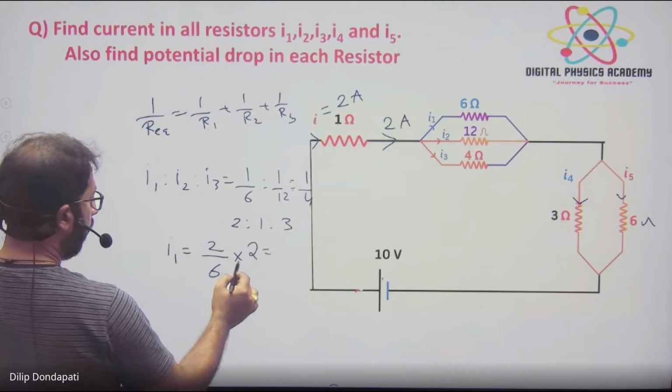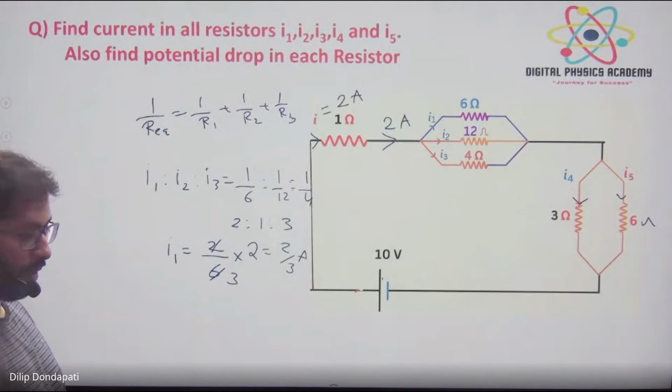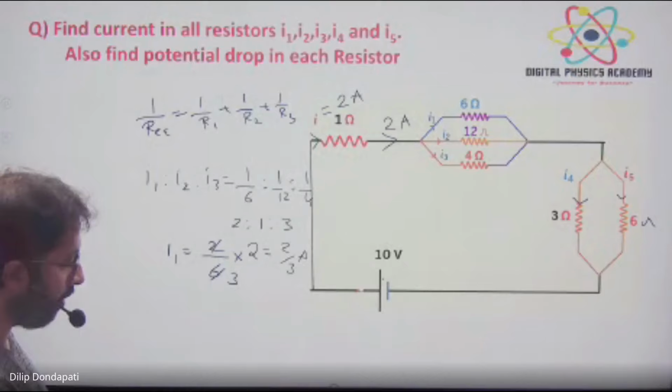6 times of 2. Okay. So कितना होगा? 2/3 ampere, right. Now I2, 1/3. That 1/3 of 2 ampere. And I3 is 1 ampere.